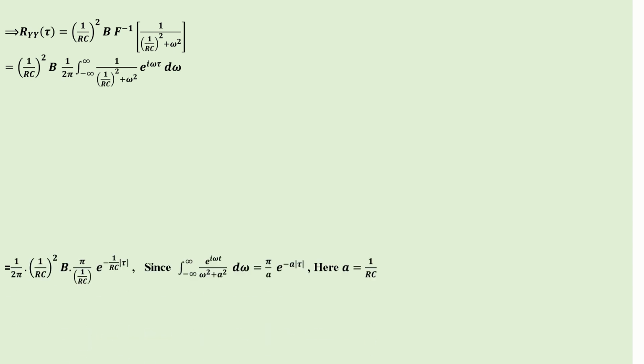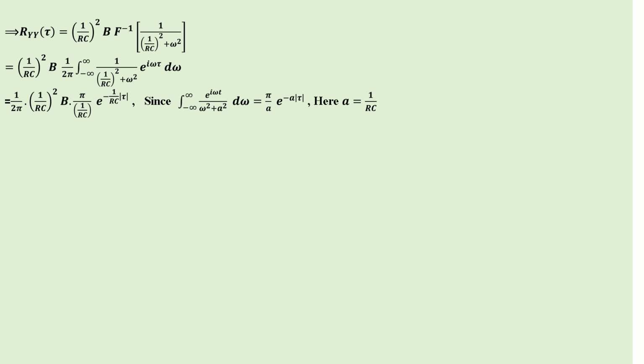Applying the inverse Fourier transform to 1 by RC square plus omega square, by the definition you will get 1 by 2 pi, 1 by RC square into b, 1 by 2 pi integral from minus infinity to plus infinity of 1 by RC square plus omega square e power i omega tau d omega. The integral of e power i omega tau by omega square plus a square d omega is equal to pi by a e power minus a modulus tau, where a is equal to 1 by RC. So we are replacing that.